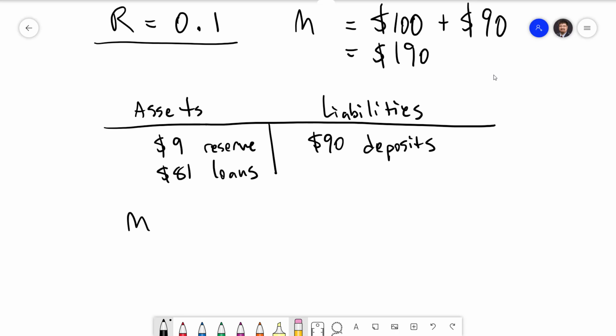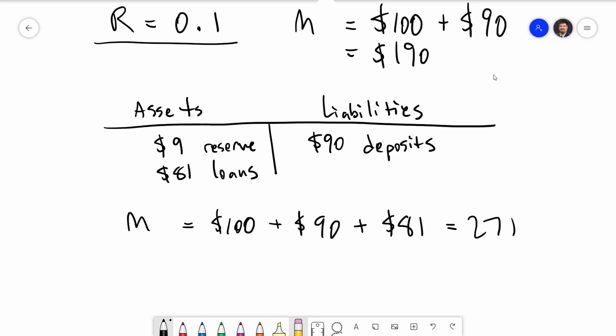With two banks, the money supply is the $100 deposited in the first bank, plus the $90 deposited in the second bank, plus the $81 in currency that's now been loaned out and has entered circulation. This gives us a total money supply of $271. We could then repeat this process with a third bank, where we deposit the $81 into the third bank, they keep 10% of that in reserve, and then loan out the rest. And we can keep doing this process ad infinitum.